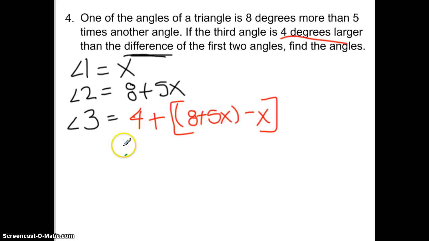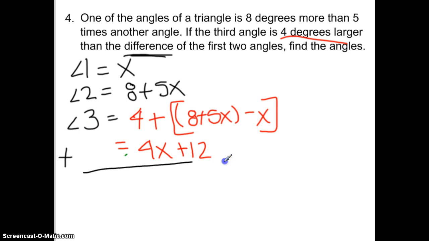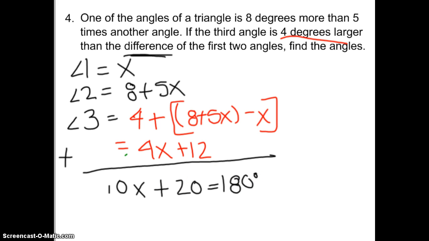I would suggest simplifying this first before you add all three of your angles together. When you simplify this, you're going to get 4x plus 12. Now you can add up all three of your angles. You're going to be left with 10x plus 20 equals 180. Solve for x: 10x equals 160. Divide both sides by 10, and you get x equals 16.